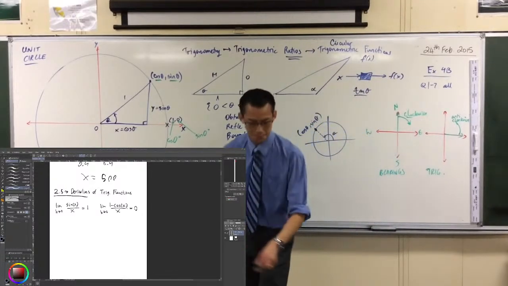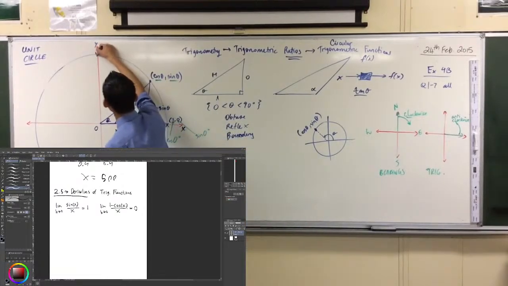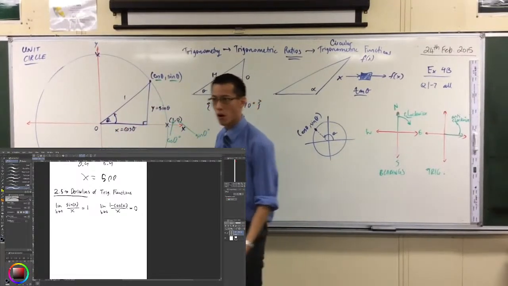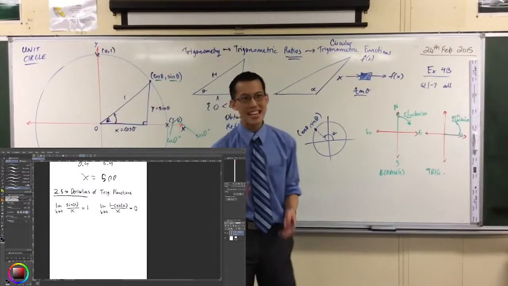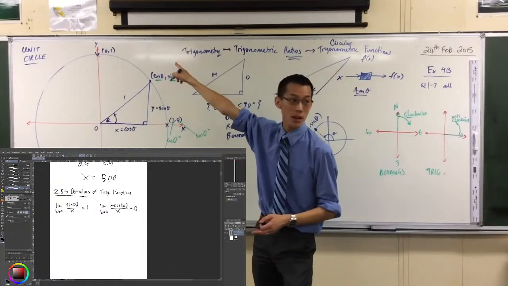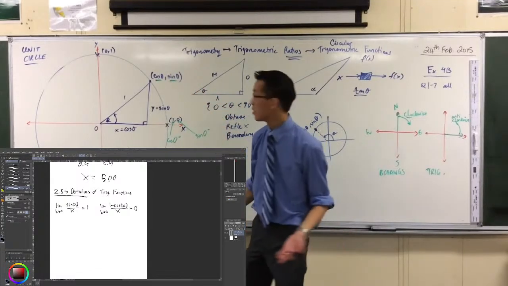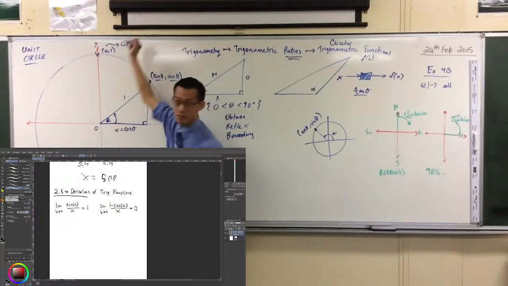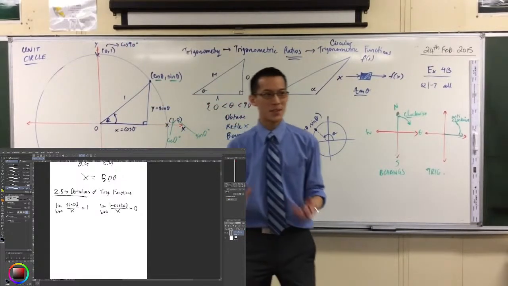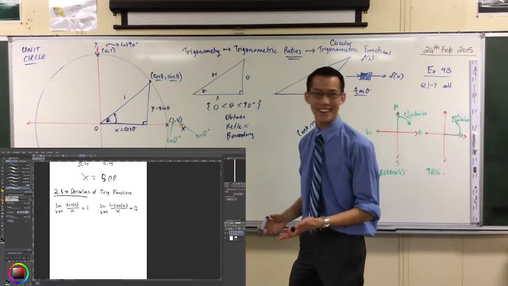Come up to the top. What are the coordinates of this point? 0, 1. Right? Again, what's the angle that corresponds to that point on the circle? Answer, 90 degrees, right? So what this really tells you is that that's cos 90. Cos of 90 degrees is 0.